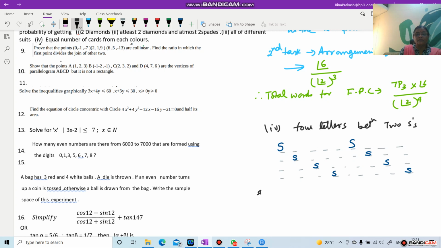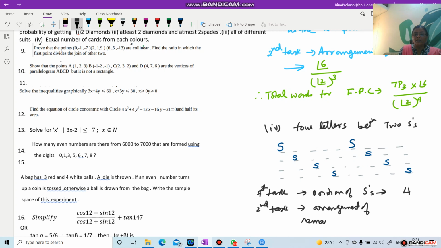Task 1 is the positions of the S. How many positions do you find? We have 1, 2, 3 and 4. There are 4 positions for it. Now what is the second task? The arrangement of the remaining letters. How many are there? The remaining are 7, and of the 7 there are 2 C's, 2 L's and 2 A's. The 2 S have already been considered.